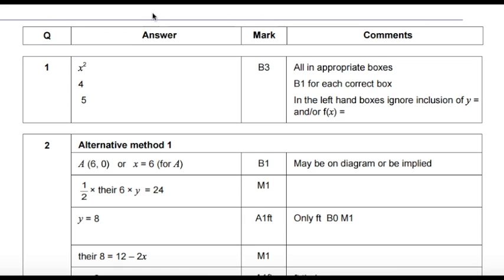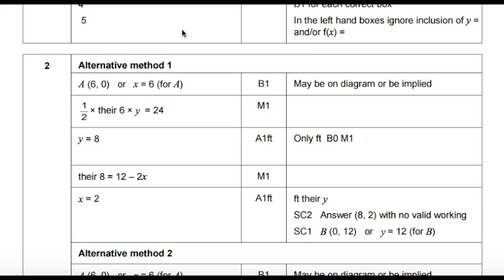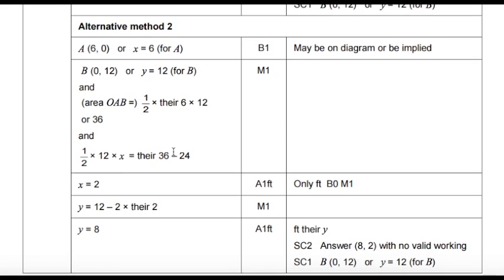Alright, so on the mark scheme, they've got a few different methods. So the first is they've found the x coordinate of A, like we did, 6, 0. They've done pretty much what we did here, so half times 6, we said height, they said y equals 24. So third mark for getting that the y coordinate is 8. Then subbing that 8 as y into that equation to get 2. Alright, good.